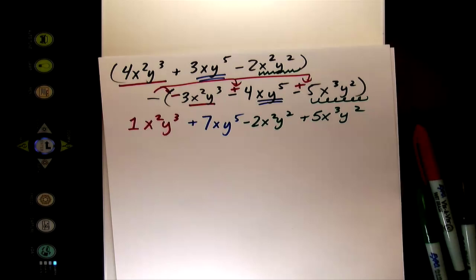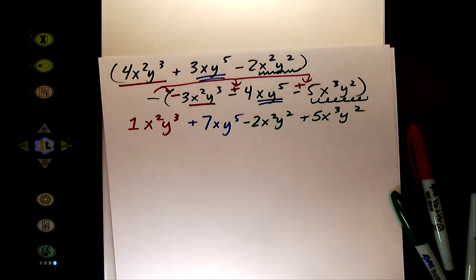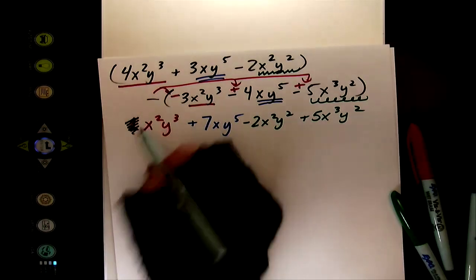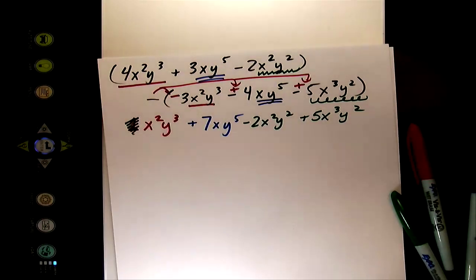For the one x squared y cubed, we don't have to write the one, correct? Correct. Okay. We don't need the one, so I'm going to cross it off. But I wanted to make sure everyone saw what I was getting.